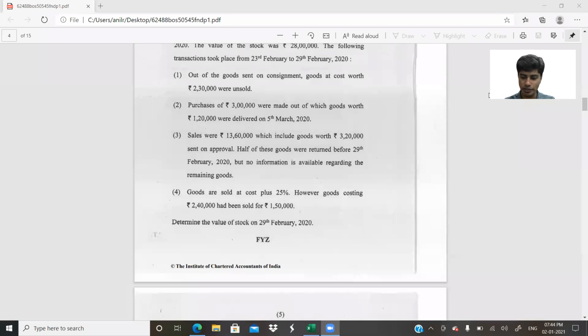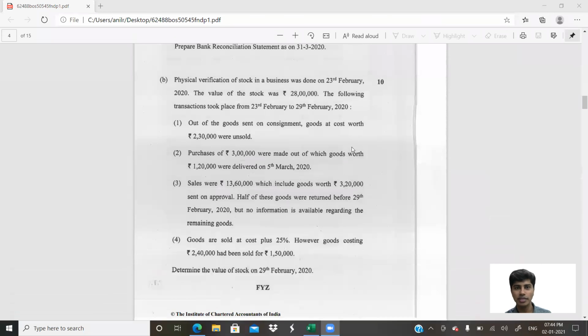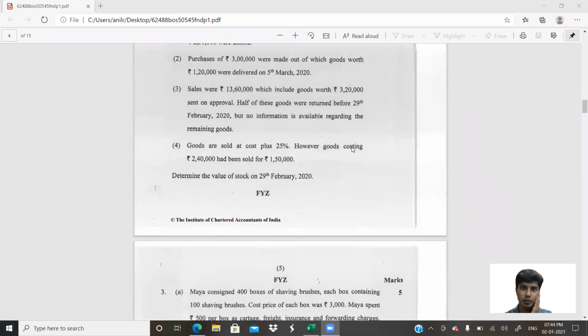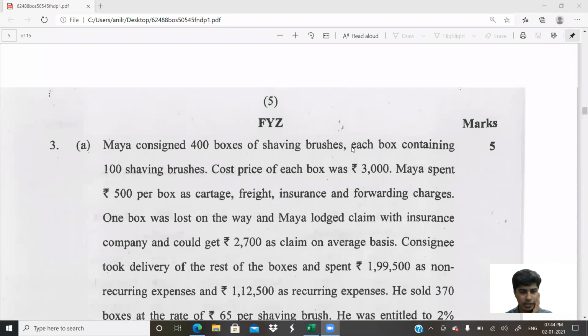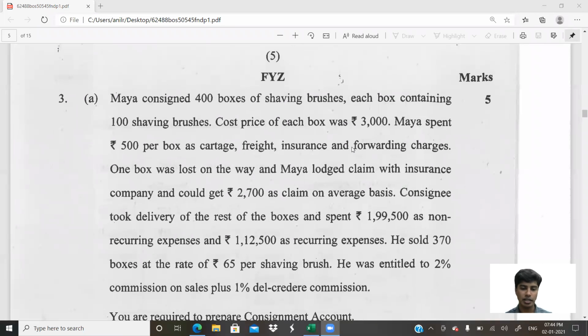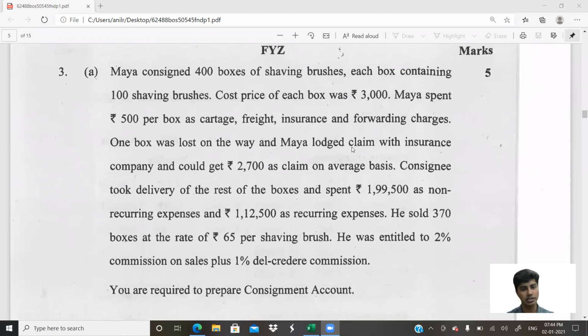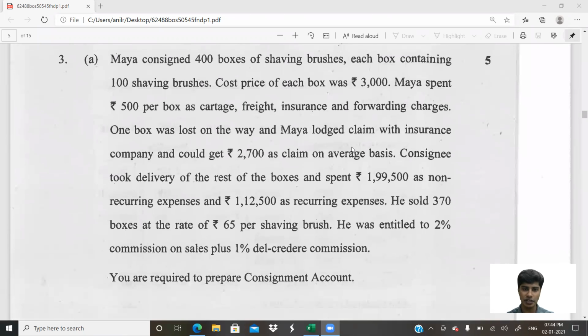I hope you can see the screen by now. We had stopped here, at the 10 marker 2B, which dealt with stock reconciliation. So we'll start with question number 3, which deals with consignment. Maya consigned 400 boxes of shaving brushes. Let's read the last line of the question, which says they want us to prepare consignment account. So what exactly is the objective? Consignment account is prepared with the objective of determining the profit made on consignment.